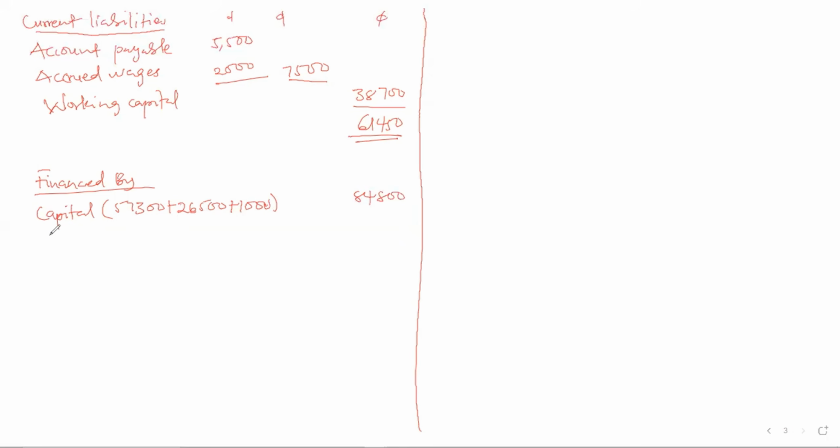And you get 84,800. Then there was a net loss. So here will be a minus 23,350. So when you add this, you get 61,450. So then we balance the account. That is all for this question. So we didn't have any drawings, so we just add our capital and then our net loss to get our final answer. That is the solution for this question.